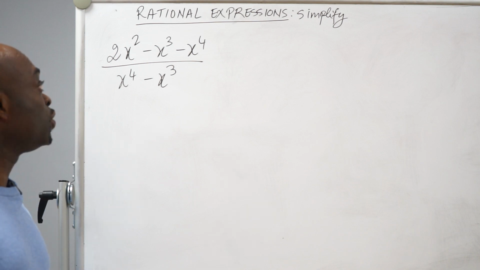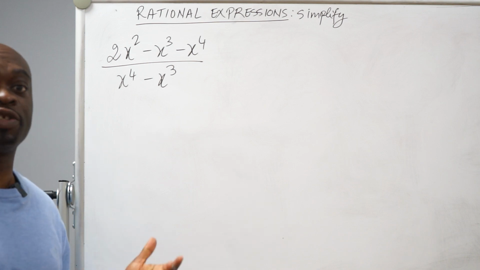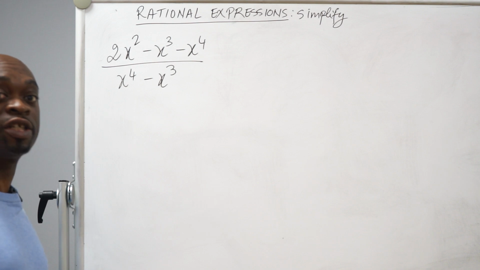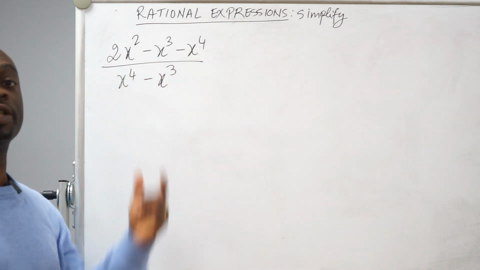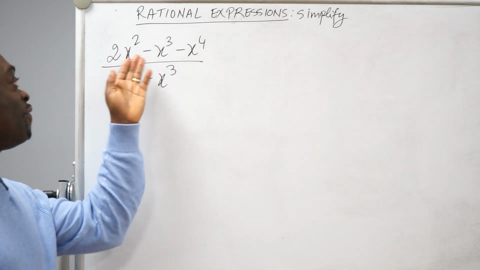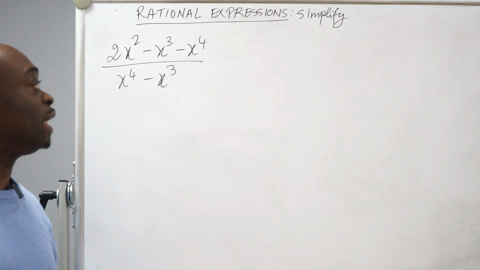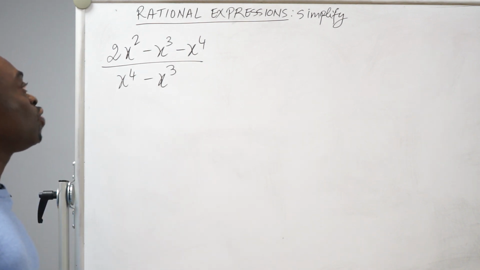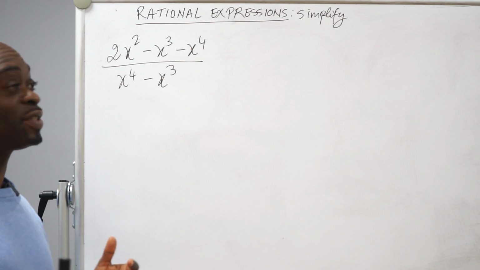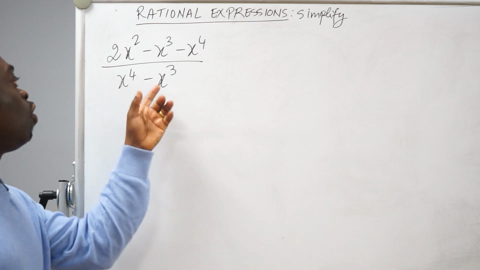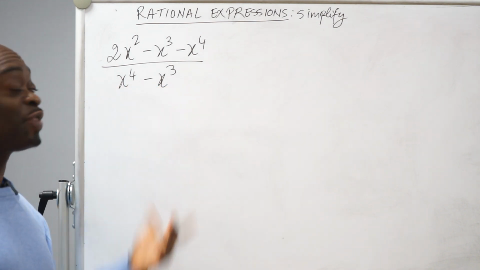Guys, so we have to simplify this rational expression. Again, a rational expression is when we have fractions, where we have an expression on the top and an expression at the bottom. So this is a fraction here, all right? The expression on the top is 2x squared minus x to the third minus x to the fourth power, over x to the fourth power minus x to the third power.